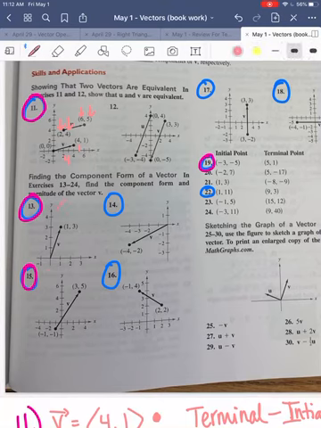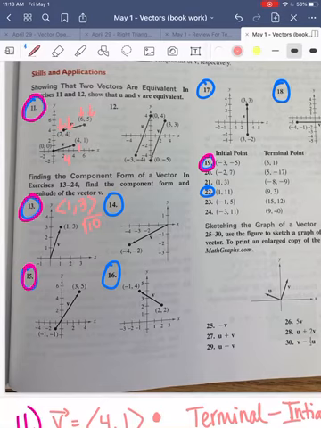The component form when it's in standard position is basically just that terminal point, okay? And then it says to also find the magnitude, and so that would be the square root of 10, because 3 squared plus 1 squared. Now, y'all are going to try 14. It's basically the same thing, but be careful of your signs, okay? But I think y'all can handle that one okay.